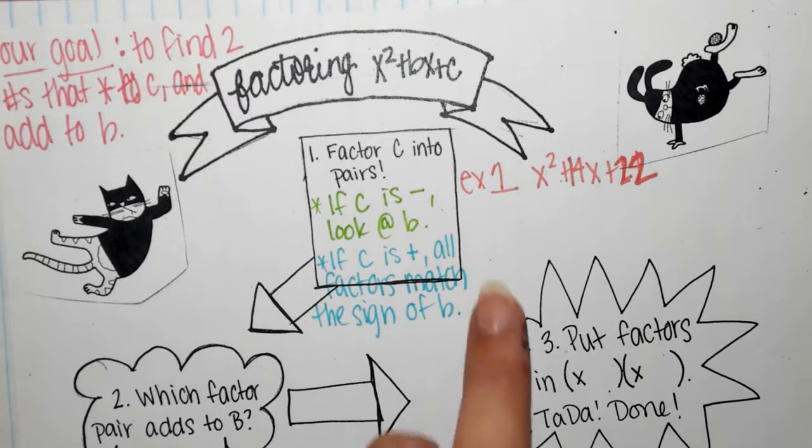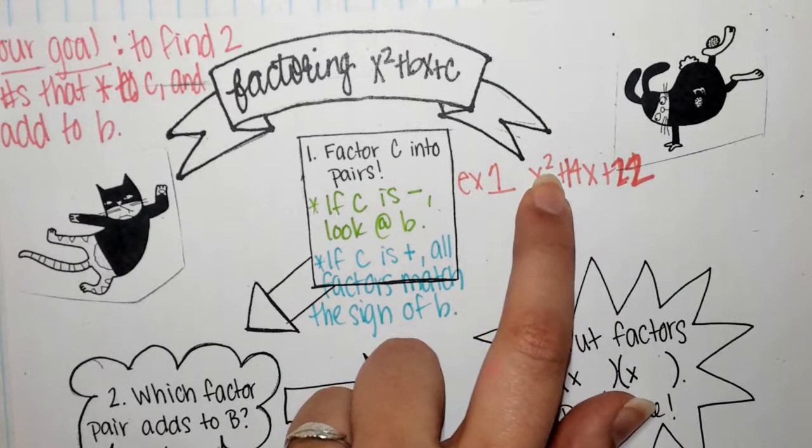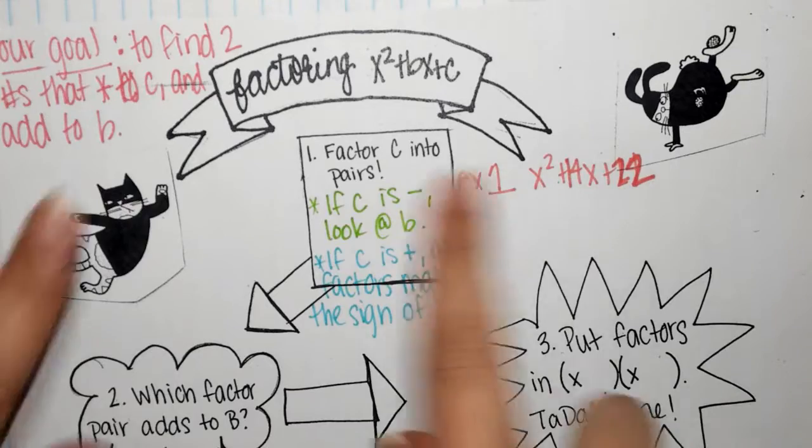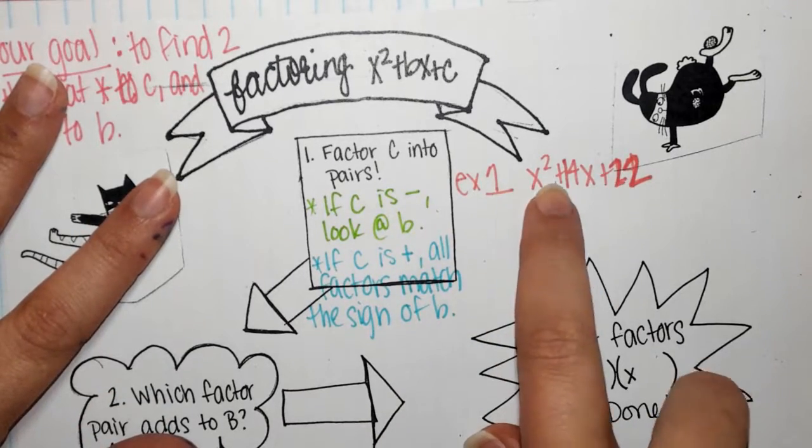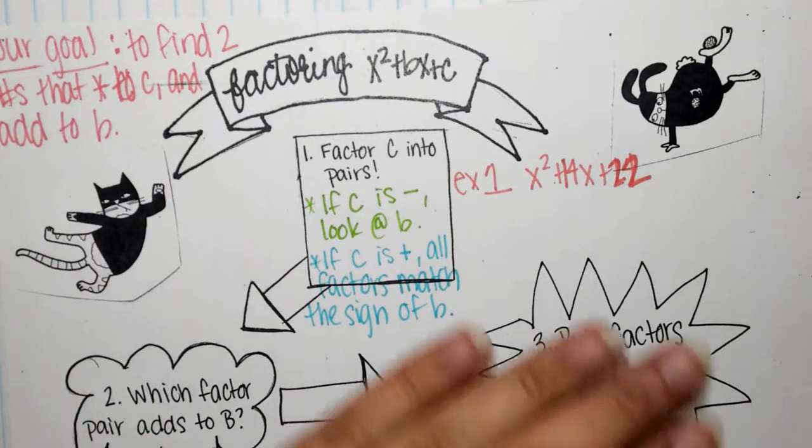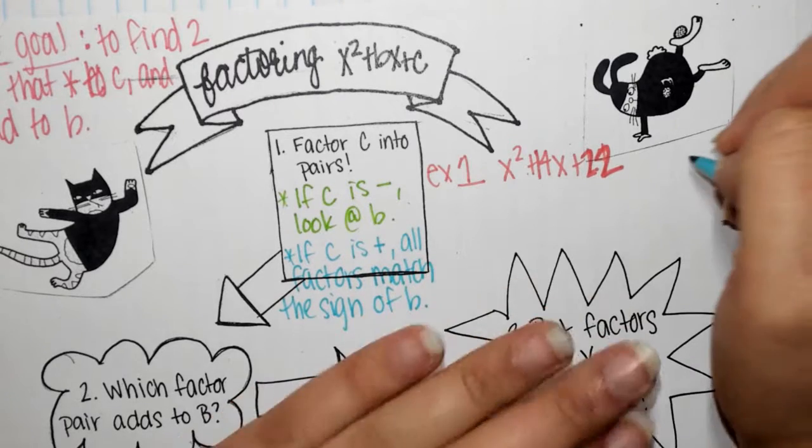Now, our C is positive, our B is positive. So our factor pairs, when we factor C, are they both going to be positive or negative? Positive. All right, so what we're going to do.